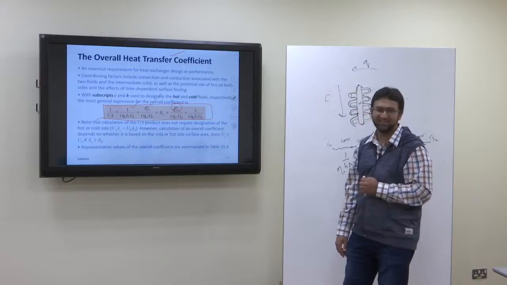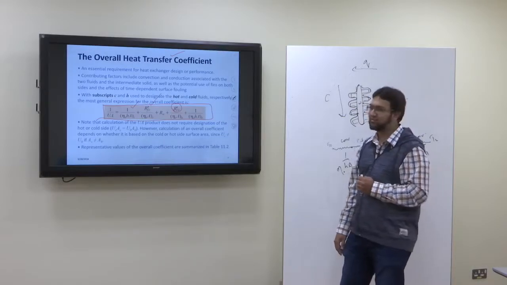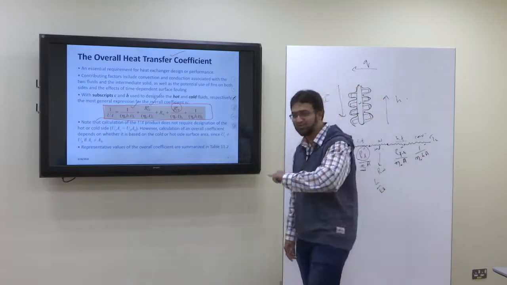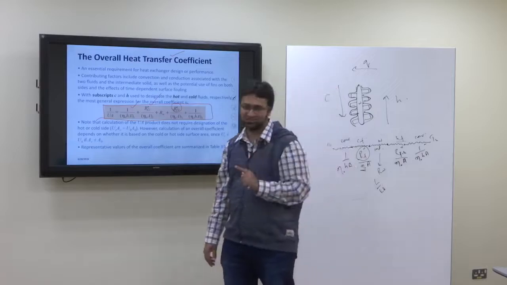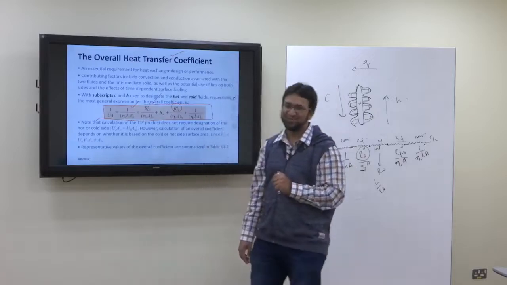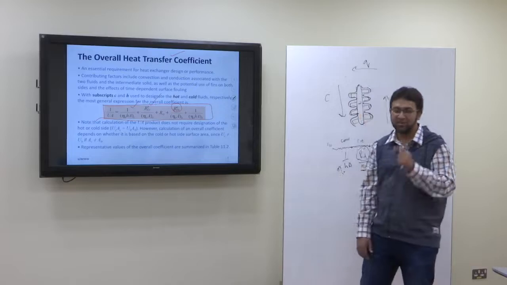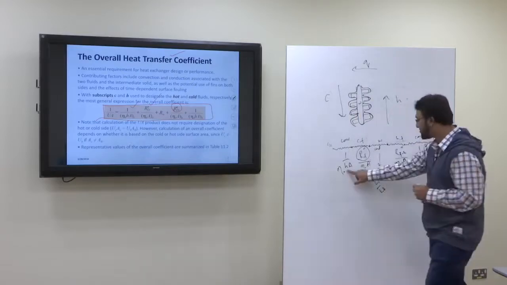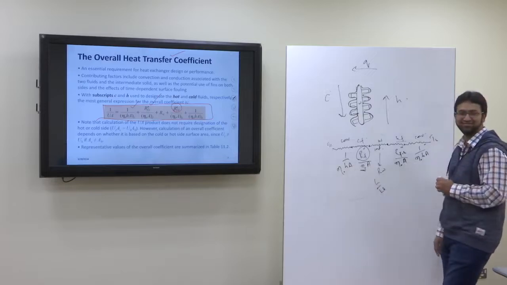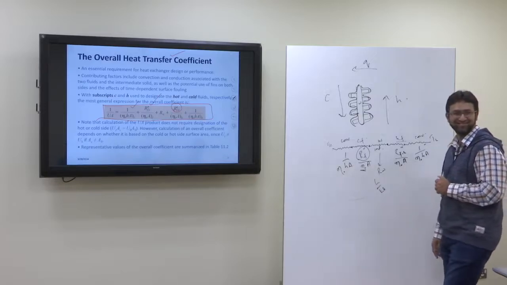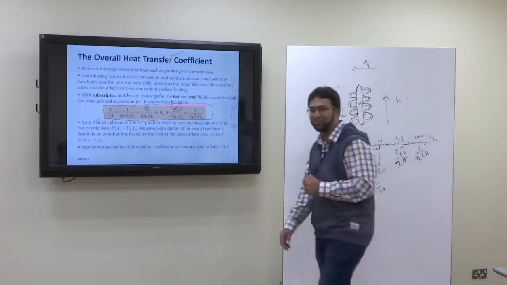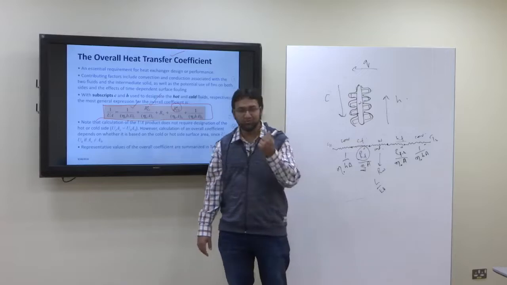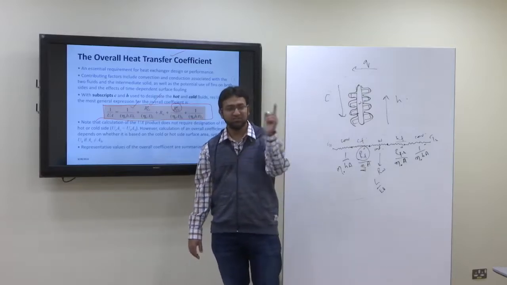I have told you once again, this chapter is considered the most difficult chapter because it requires the knowledge of all the previous chapters. Chapter number 3 as well as chapter number 6, 7, 8, 9, 10. When you want to find the H's, these H's will not be given. You have to calculate those H's from chapters 6, 7, 8, 9, 10.